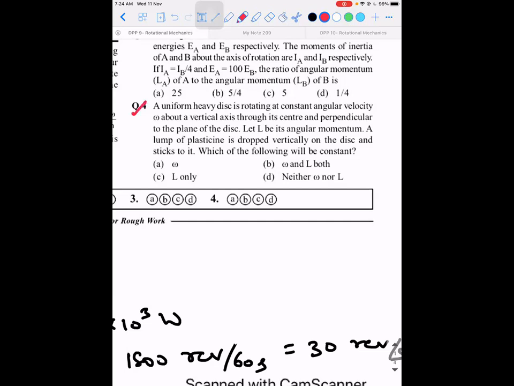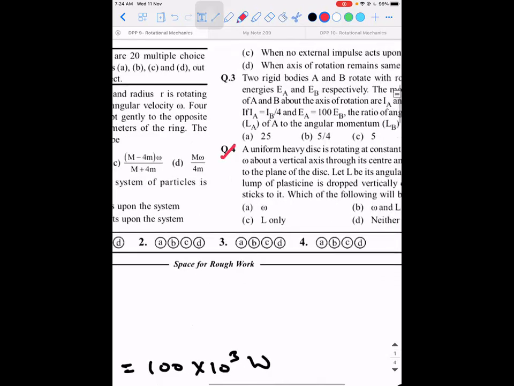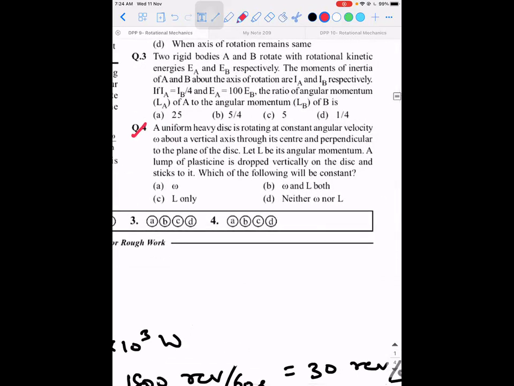This problem is similar to the first one, except the fact that there it was a ring, here it is a disk. So when you drop any object onto it, the disk is revolving like this. On this, there is an object that is dropped and the object gets stuck to it. So when the object is getting stuck to the originally existing material, what will happen to the moment of inertia of the system? Will it increase or decrease?